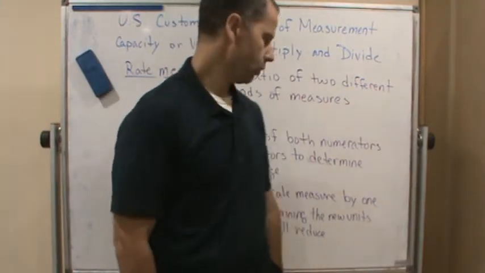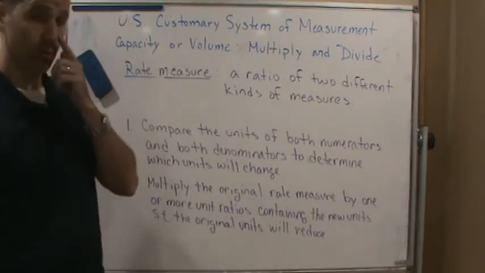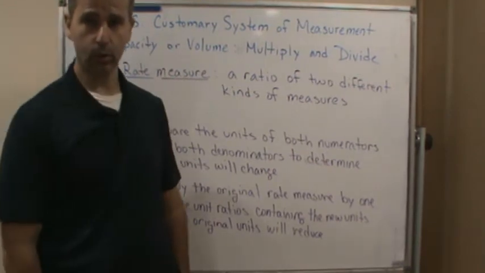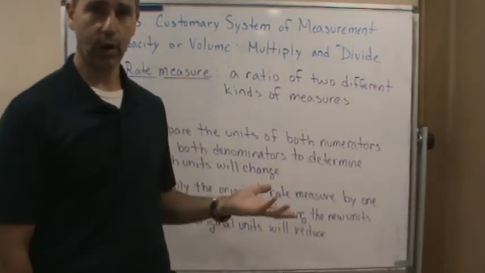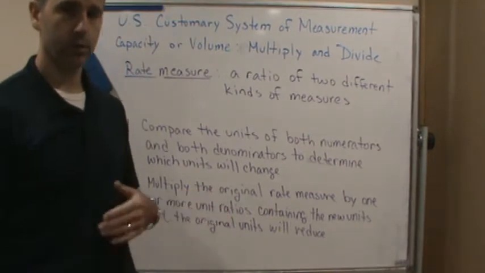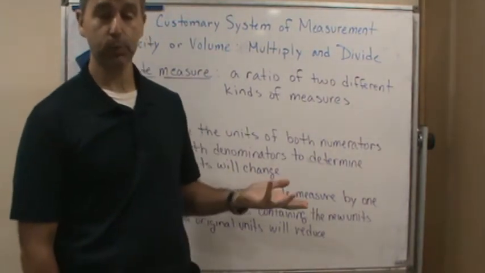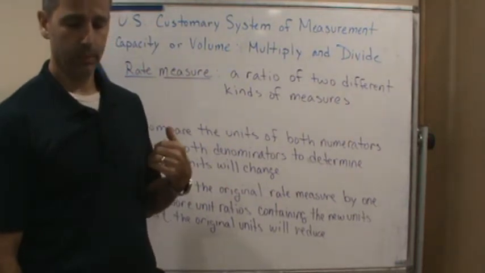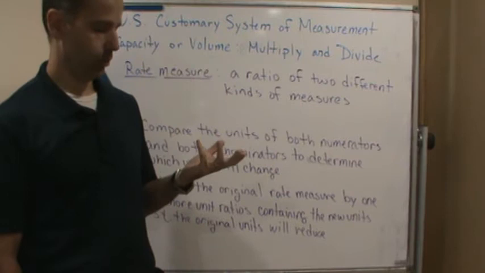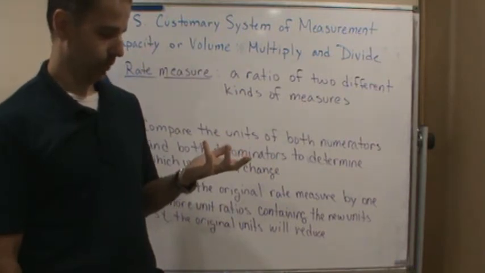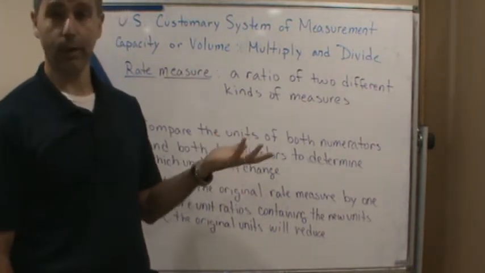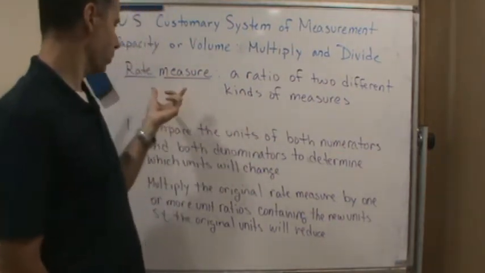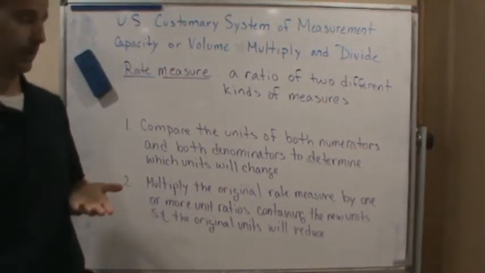Okay, so what's a rate measure? A rate measure is just a ratio of two different kinds of measures. We usually just call this a rate, right? Or a rate of change, like for example when we talk about miles per gallon, or miles per hour, or, what's another rate? Pressure per square inch. Okay, so those are rates, and so we use rate measures in many different applications.